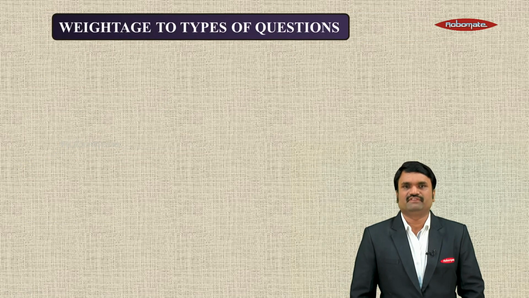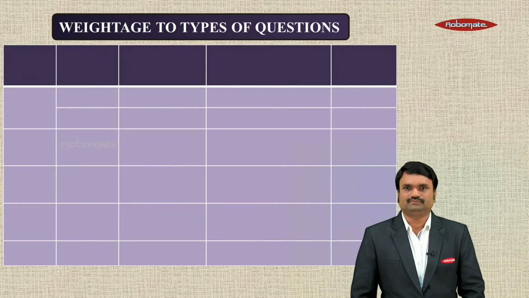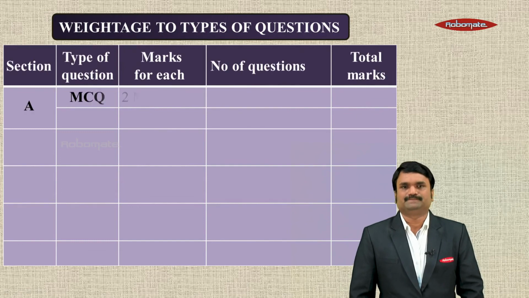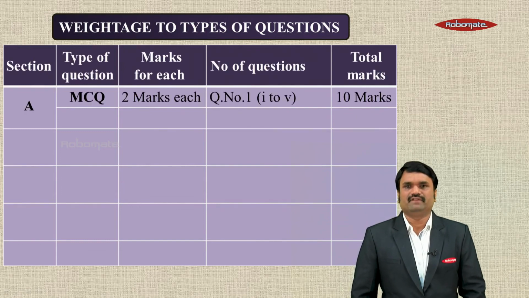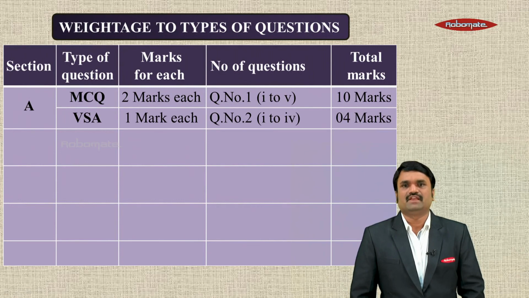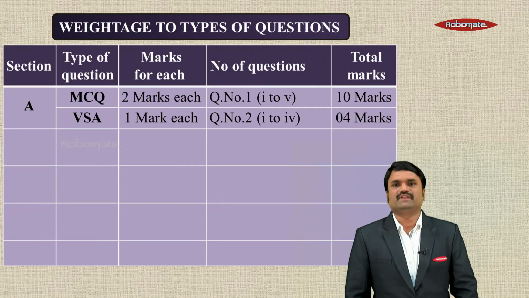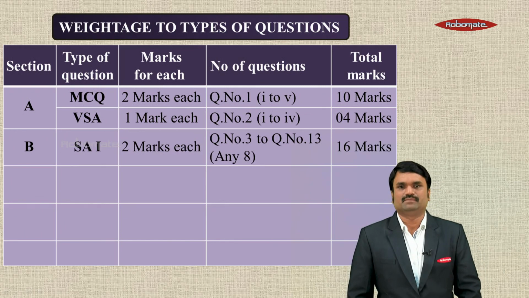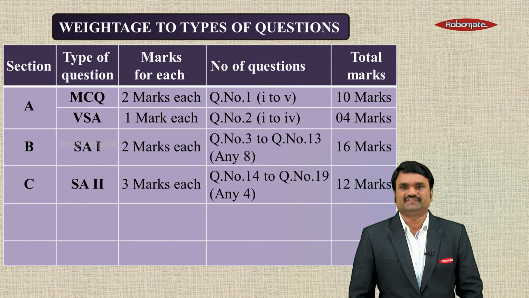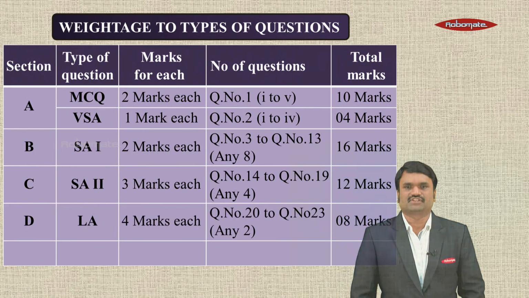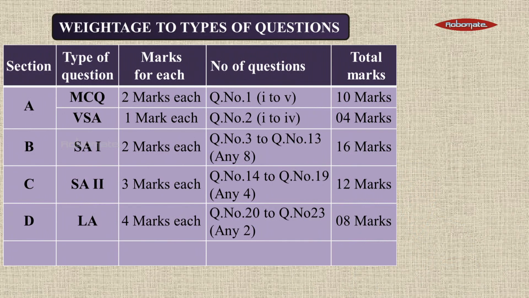Now let us discuss the weightage by type of questions. Section A will have a total weightage of 14 marks, where you will have MCQs and very short answer type questions. Section B will have short answer type questions, total weightage 16 marks. Section C will again have short answer type questions, total weightage 12 marks. Section D will have long answer type questions, total weightage 8 marks. Total weightage of the entire paper will be 50 marks. Thank you.